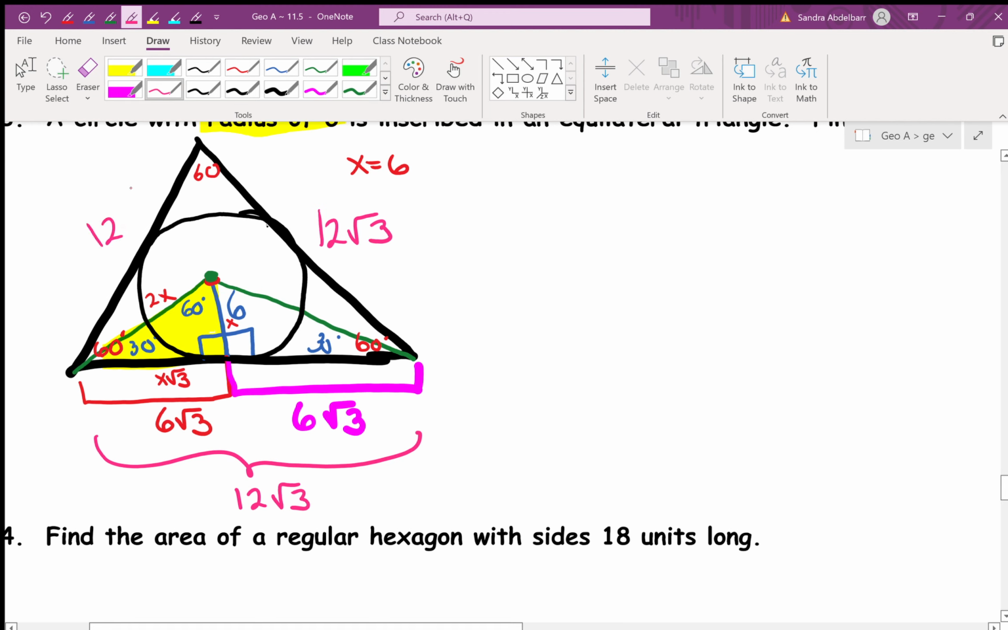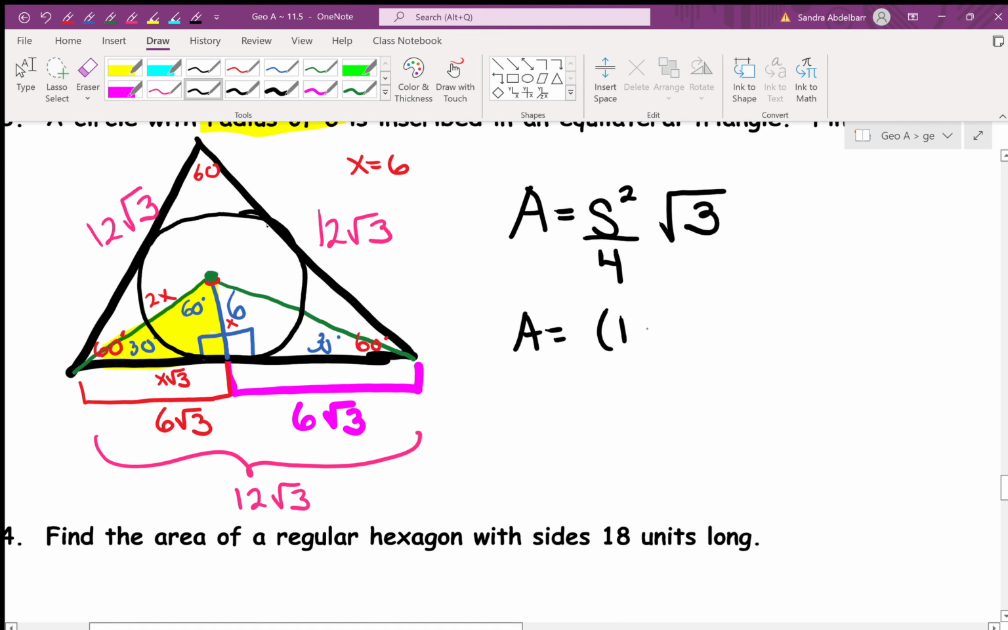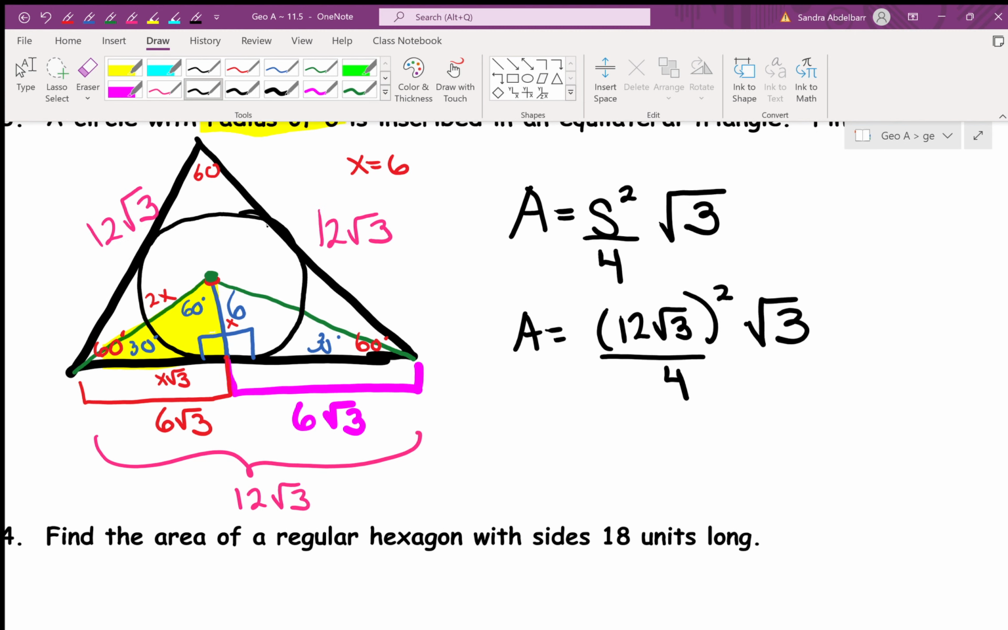All right, now, was I asked to find the side length? No, what was I asked to find? Area, but don't we have a special formula? Area equals side squared over 4 root 3. And now we know the side length, so area will be 12 root 3 squared over 4 times root 3. What do I have to do first? I have to square the 12 root 3 first before I divide by 4.